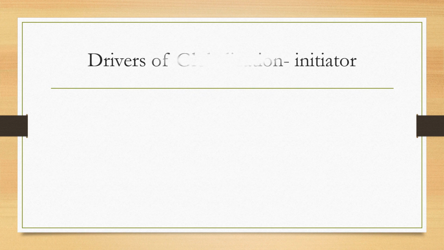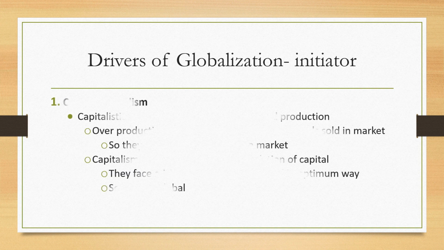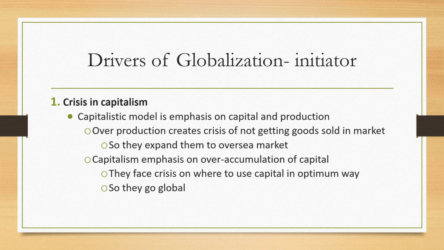Now we have drivers of globalization, which means they are the initiator. So first is crisis in capitalism. The capitalist model emphasizes capital and production. Overproduction creates a crisis of not getting the goods sold in the market, so they expand themselves to overseas markets. Capitalism emphasizes over-accumulation of capital. They face a crisis on where to use capital in an optimum way, so they go global.